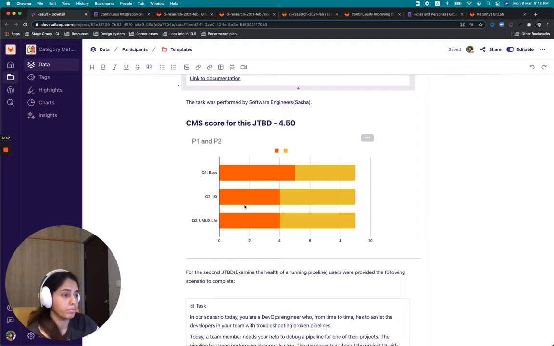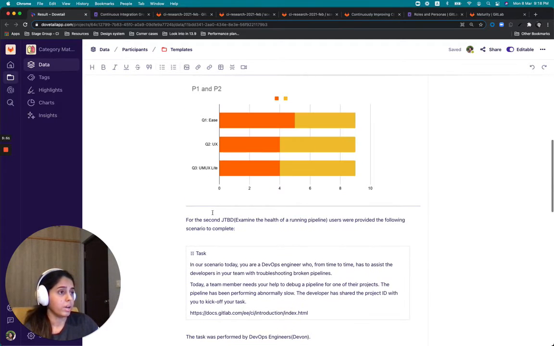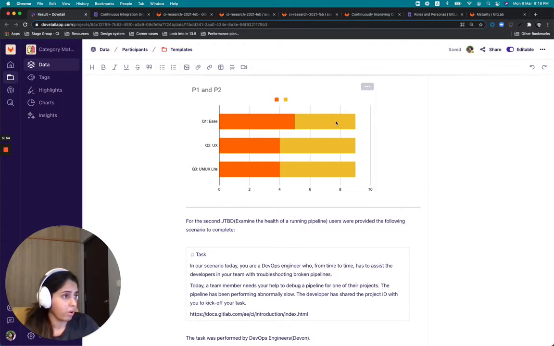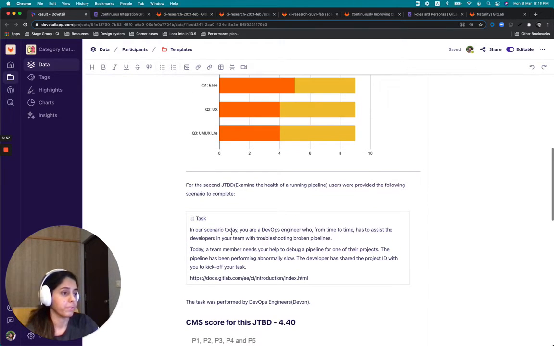Then the next one was around how they would rate the overall user experience around this scenario. And the last one, which is UX Lite, asked for a more holistic view of the scenario that we provided. So whether or not they think that the scenario had all the functionalities in place that they required while performing their tasks. And the overall responses stayed in the zone of 4 to 5.